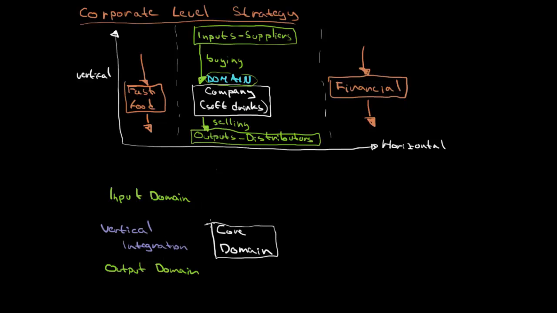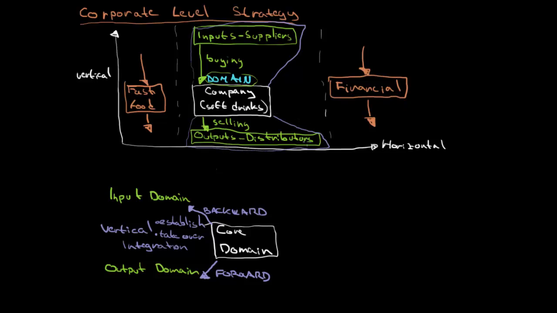In the case of input, if we would like to integrate ourselves to our input side, we will be going backwards. On the other hand, if we want to integrate ourselves to the output side, we are going forward. What can the integration be? We can try to establish ourselves, or we can try to take over. So we can buy or take over the companies that are our suppliers, so that the profits they were having, we are now going to keep for ourselves. The same can be applied for our output side, and maybe we will be more reliable because it is now our company that is distributing our products.